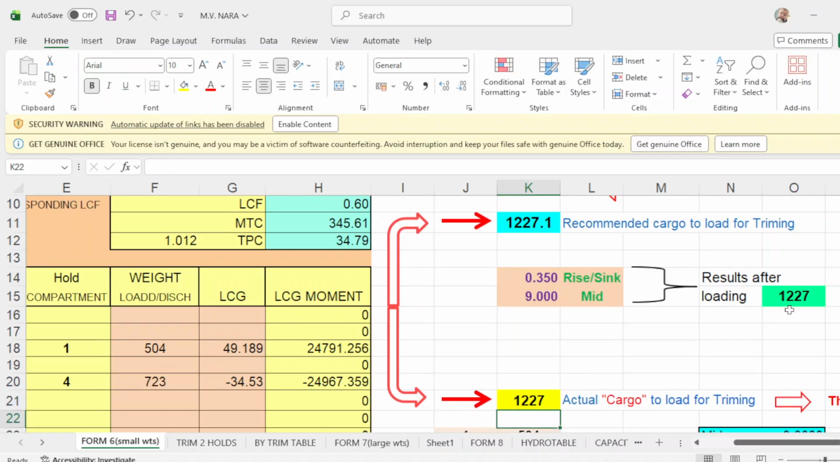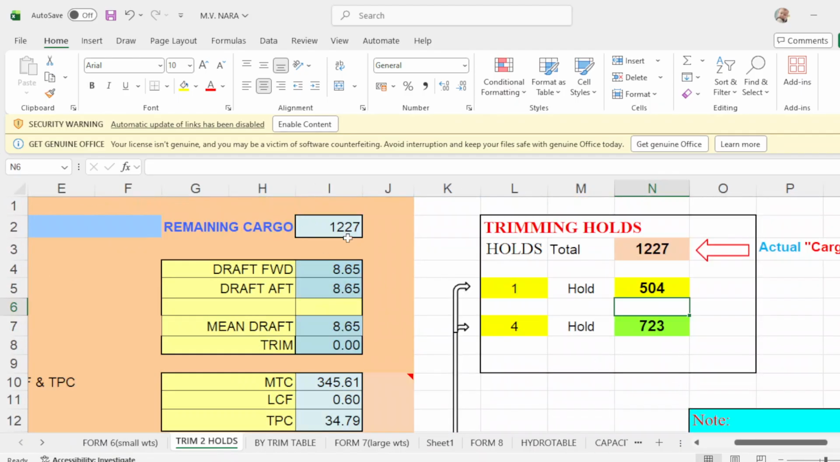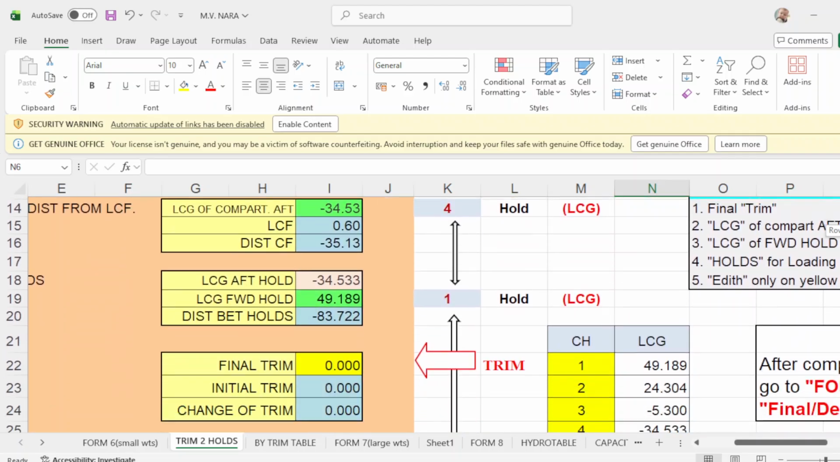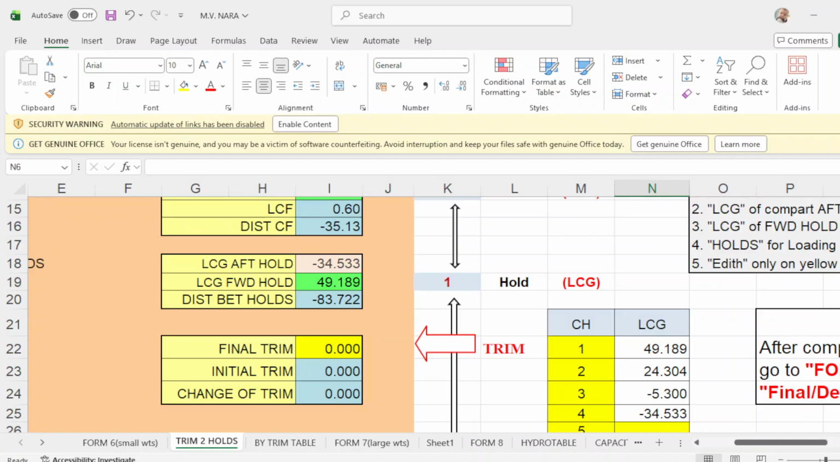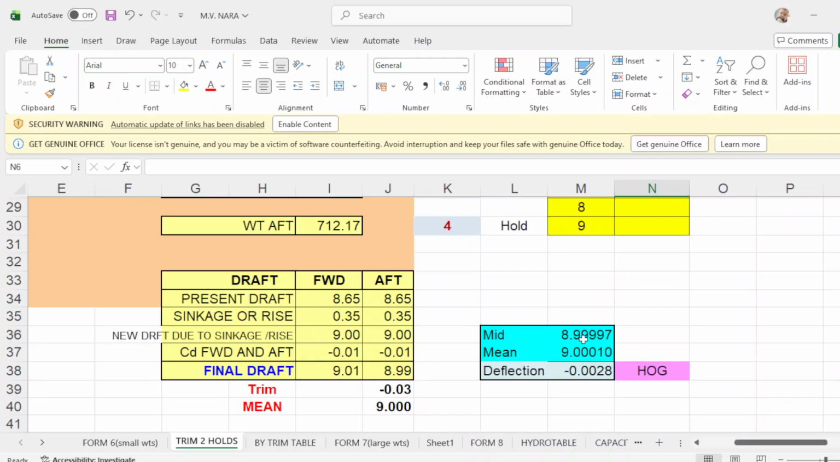Results after loading 1,227. So here, take note that the final mid is 9 meters and your sinkage is 35 meters exactly. So we go to trim holes 2, 1,227, and the trimming hold is 1 and 4 the same, and our trim is 0. Then what will be your departure drop?